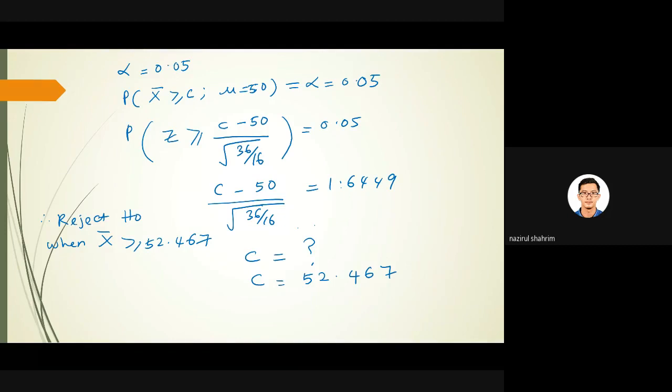And then you substitute. Okay, so Z greater than C minus 50 divided by the square root of sigma square over n. From your stats table, you will have 1.6449. And then lastly, solve for C. So you will reject H0 when X bar is greater than or equal to 52.467. Okay, to complete the first example.